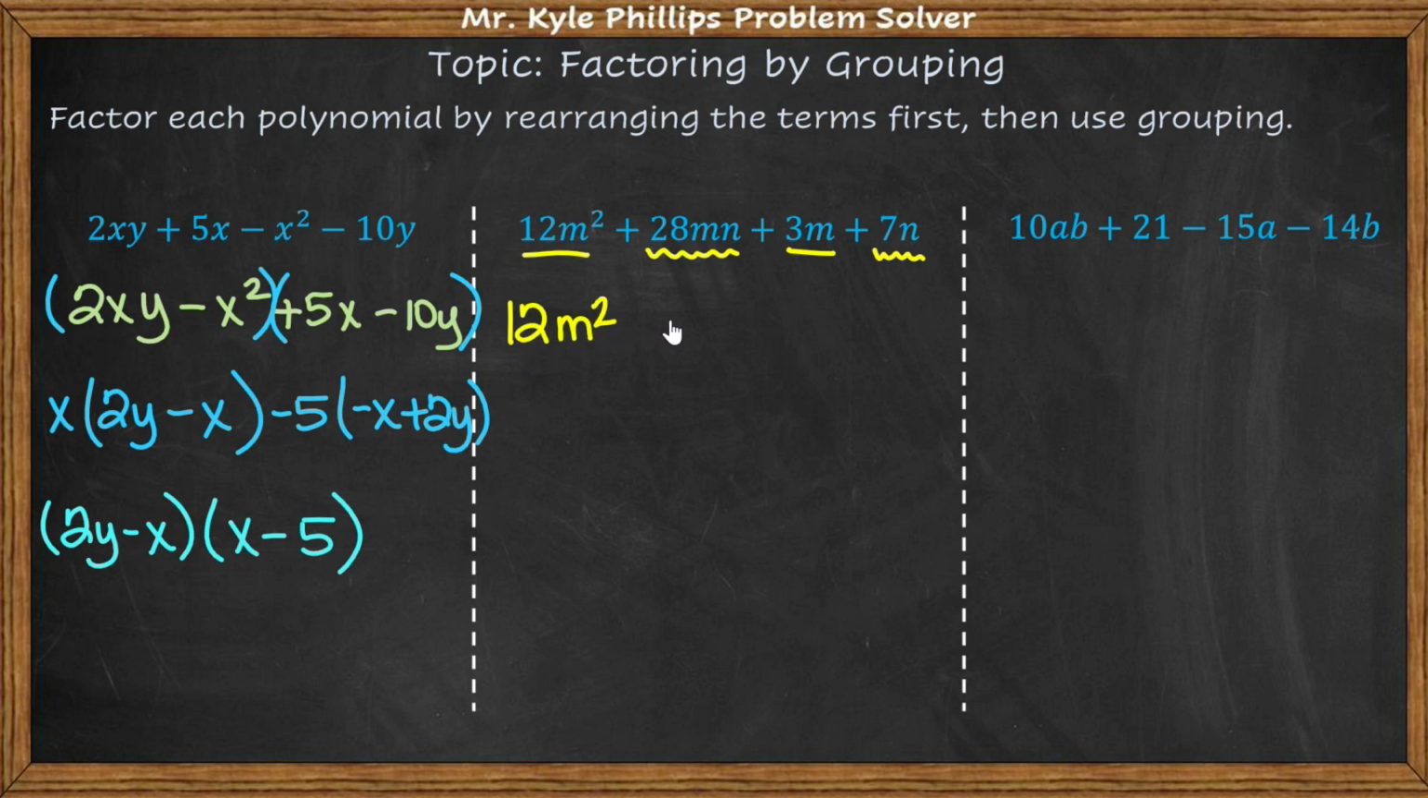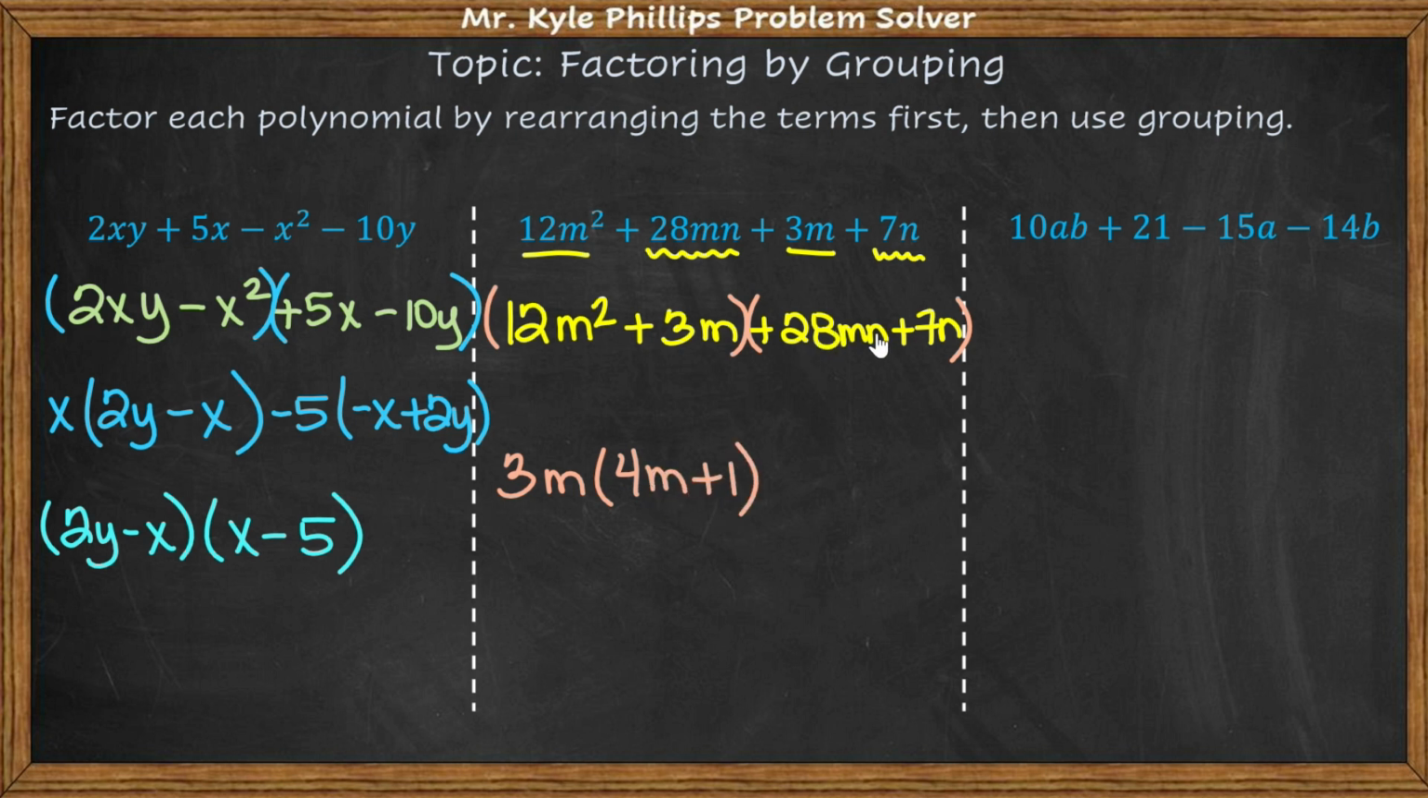12m squared plus 3m plus 28mn plus 7n. All right, let's pair our first two and our last two. My greatest common factor here could be a 3m. And that's going to leave me with 4m plus 1. Here I could factor out a 7n. And that would leave me with 4m plus 1. And now I have a greatest common factor of 4m plus 1. And what is left is 3m plus 7n.